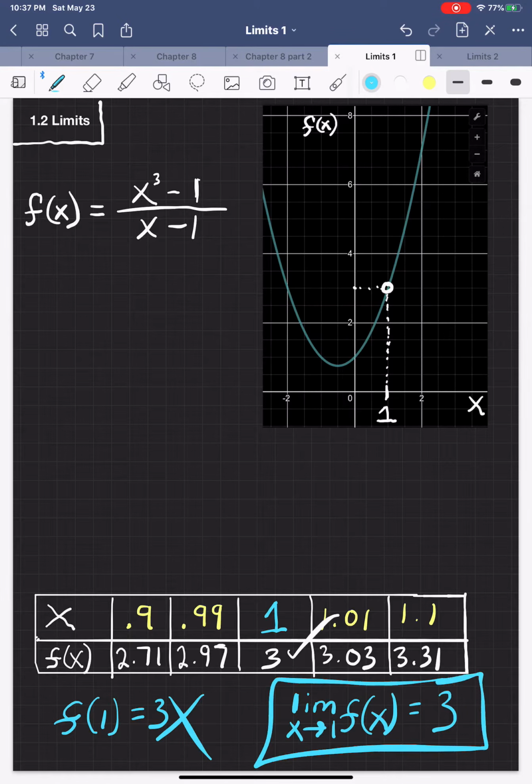Notice the difference between these two statements. f of 1 equals 3 does not work. You can't plug 1 in. But we can define that approaching 1 as what we mean when we say a limit. So the limit of f of x as x approaches 1 is 3.